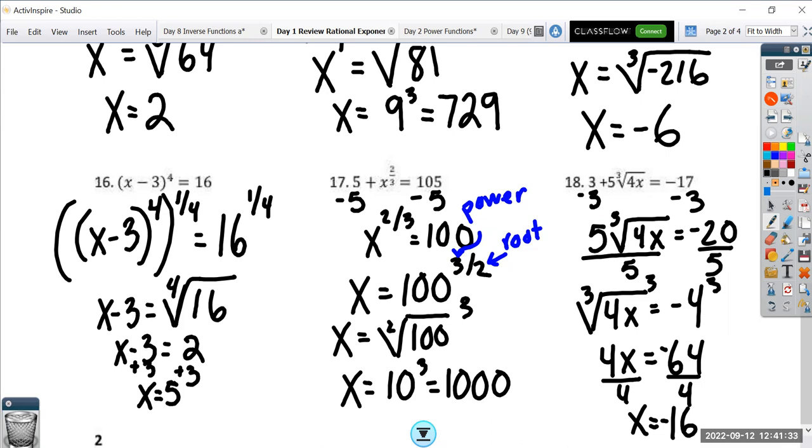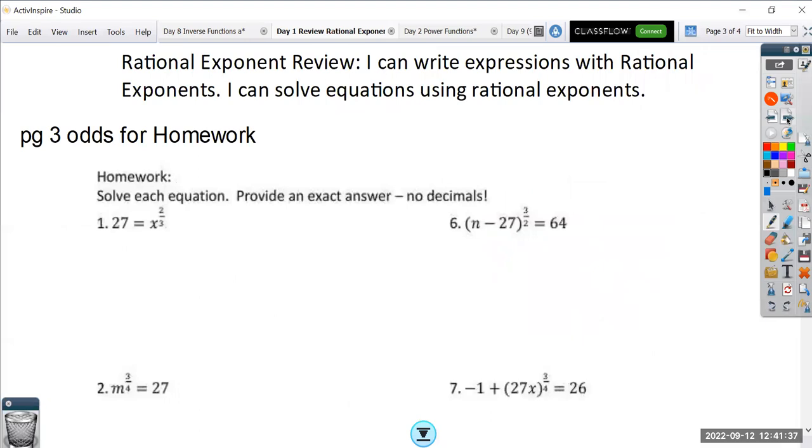Now, your homework for this evening is the following page. I want you to start with the odd problems. We're going to go over these in class on Monday, make sure we are all ready to go with solving these exponentials.